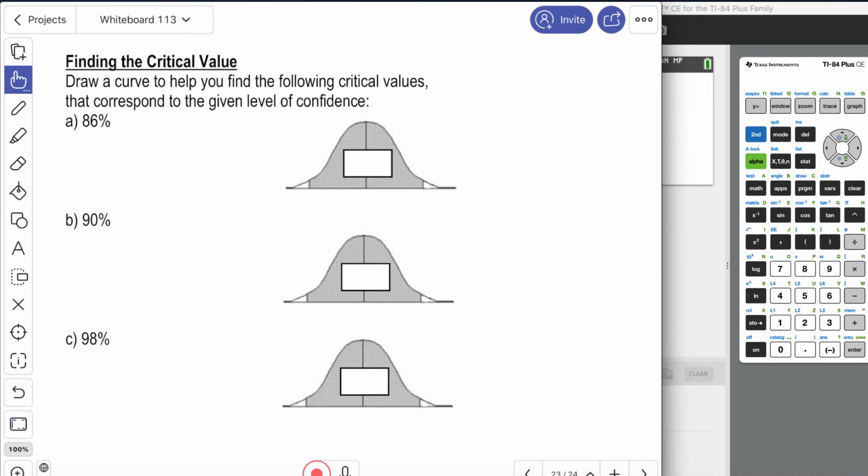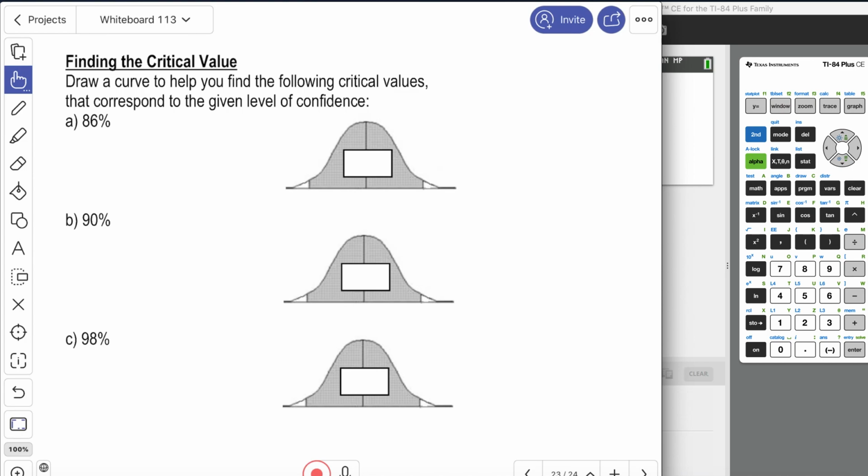I'm going to show you how to find a critical value. We're going to need the critical value later on in the lesson to actually do margin of errors, which comes next. So, first thing you need to know is a critical value is a right-hand z-score. And remember, z-scores come from normal curves.